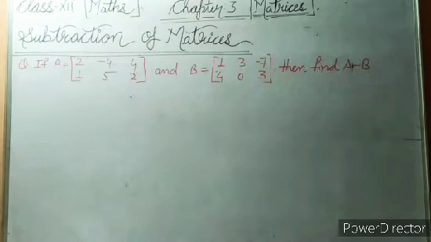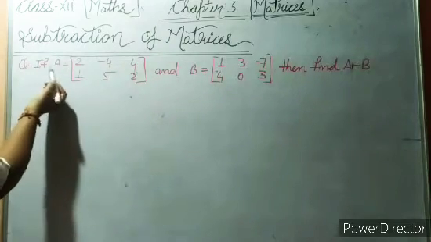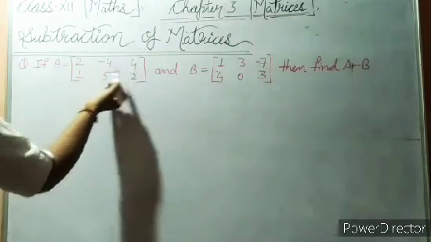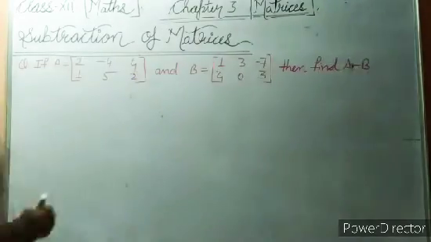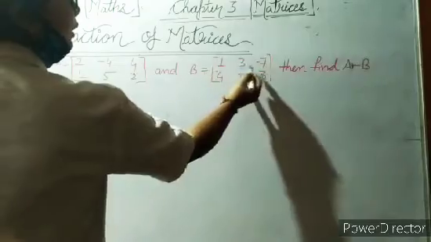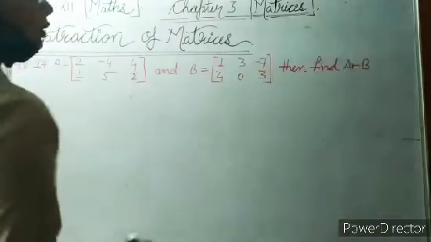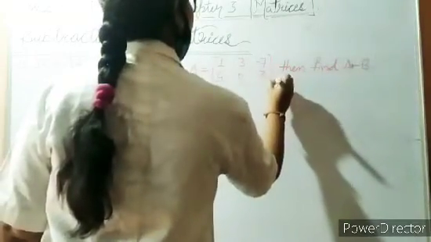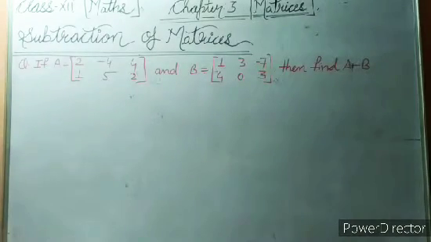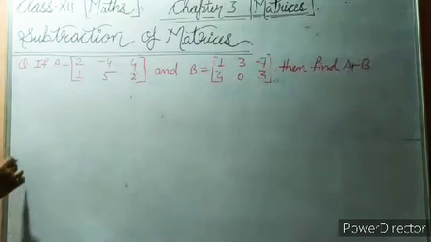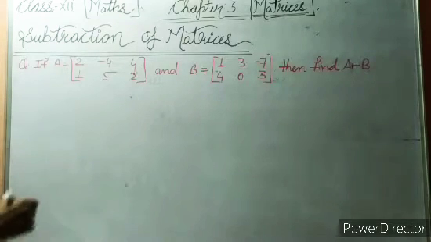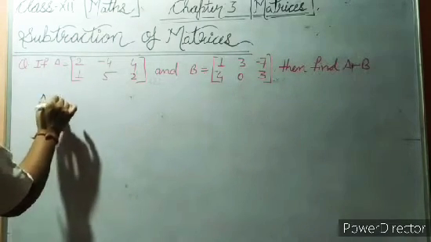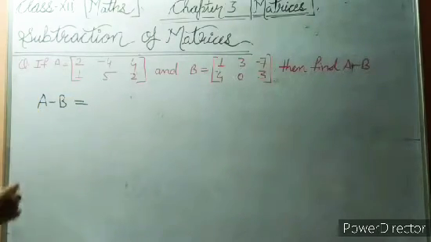Now, subtraction of matrices. For subtraction, you see here A is equal to [2, -4, 4; 1, 5, 2]. It is a 2 by 3 matrix, and B is equal to [1, 3, -7; 4, 0, 3]. That is why this is also a 2 by 3 matrix. Now you see, the question wants to know A minus B.